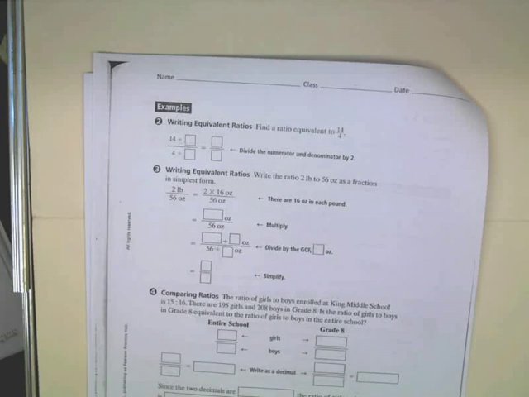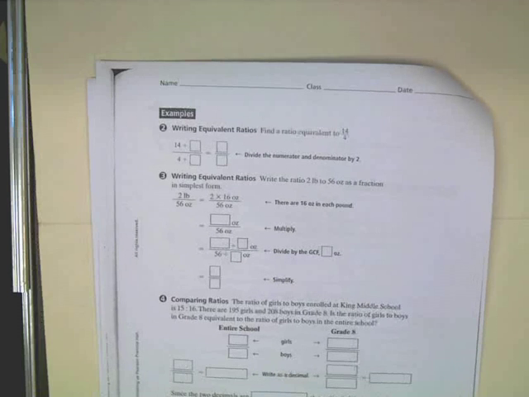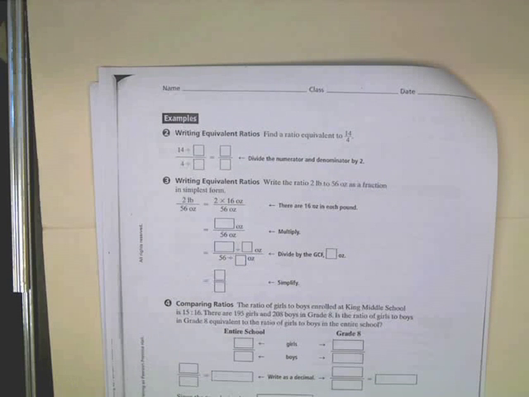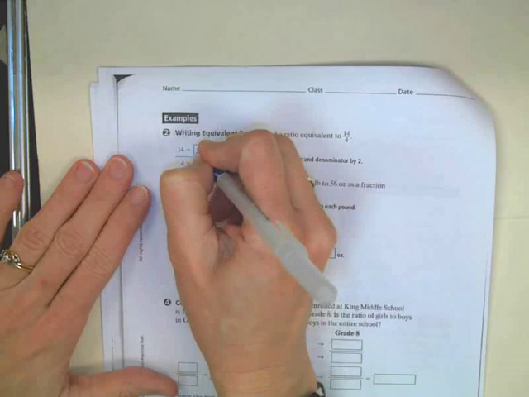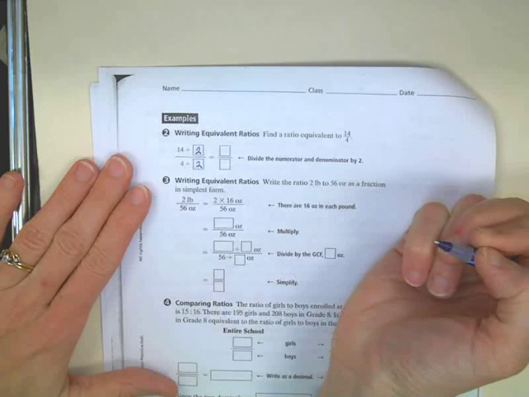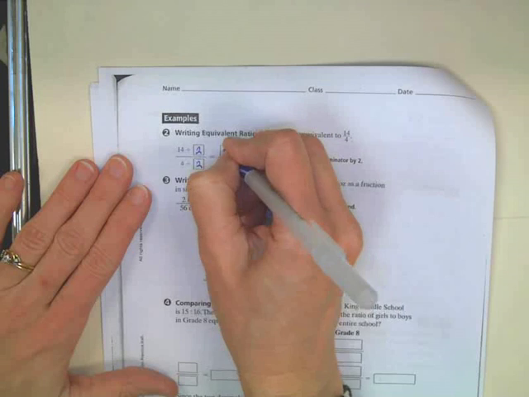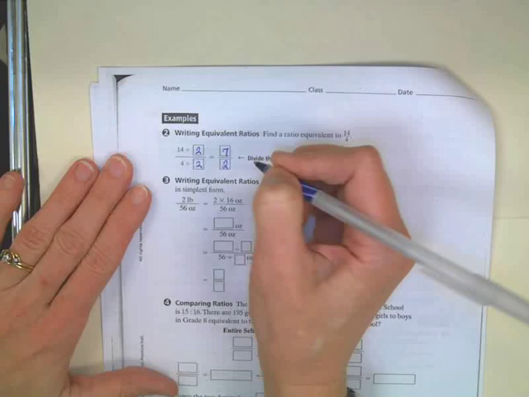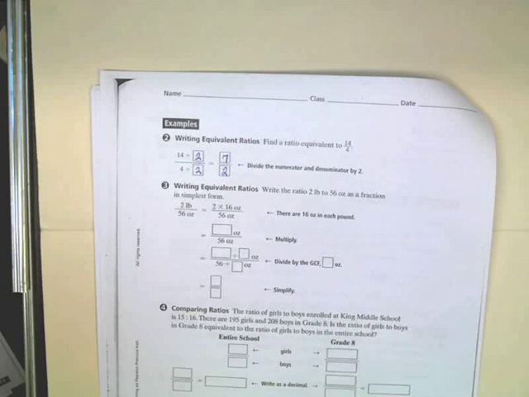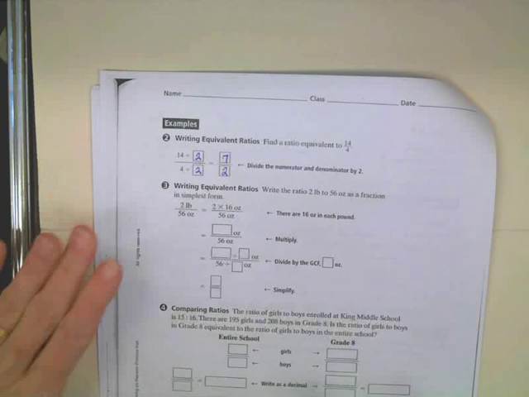Writing equivalent ratios. Let's see here. We want to find a ratio equivalent to 14/4. So, in this case, since 14 and 4 both have a common factor, we can do this. So, the greatest common factor of 4 and 14 is 2. So, we will actually divide 14 by 2 to get 7, and 4 divided by 2 is 2. Okay, so 7/2.